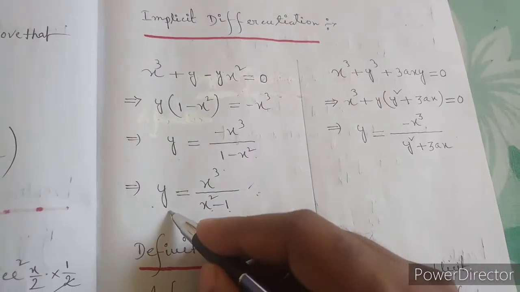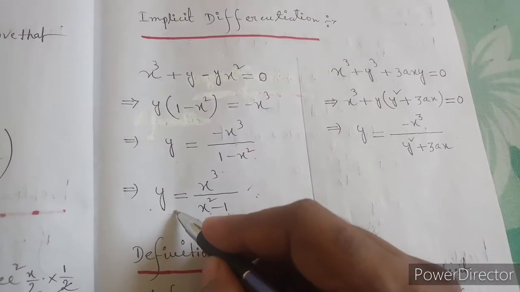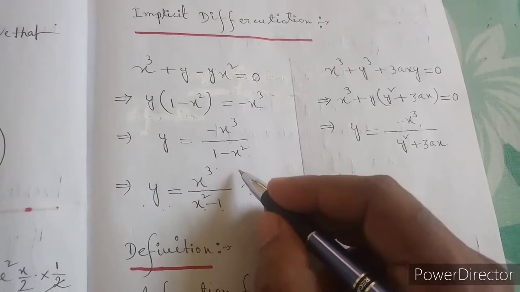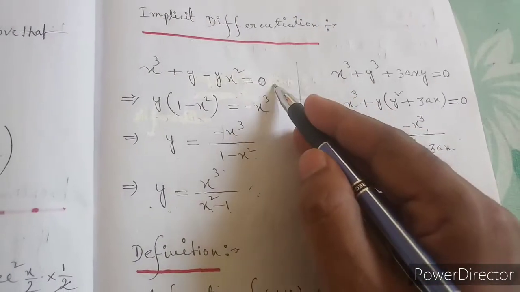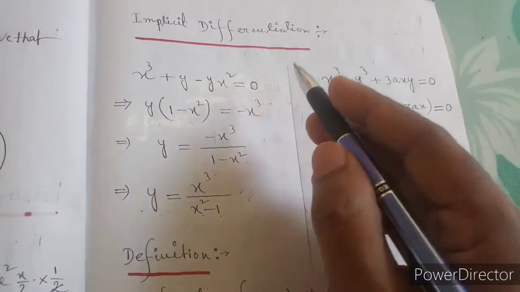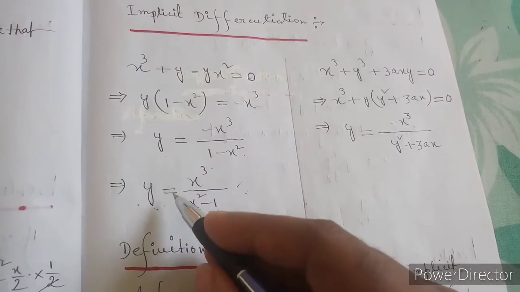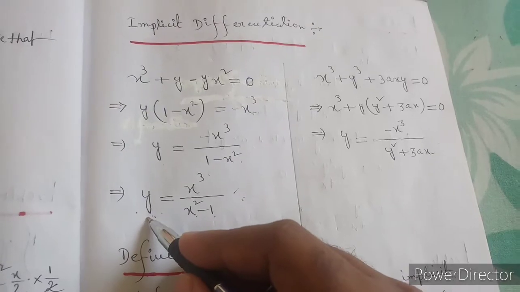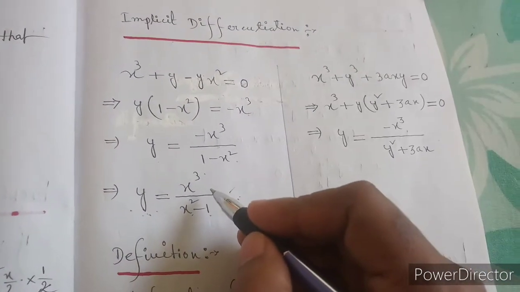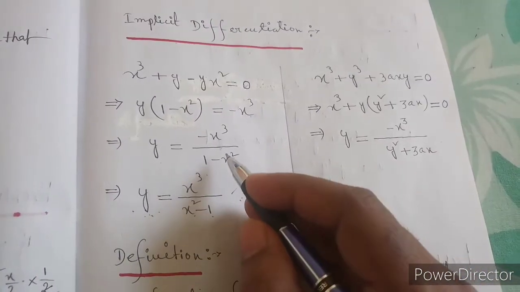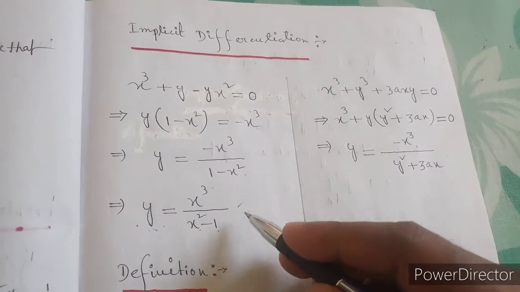That means y can be expressed explicitly in terms of x. From this equation we can easily find the value of y in terms of x. That means the value of y can be explicitly expressed in terms of x. So this equation is known as the explicit equation.